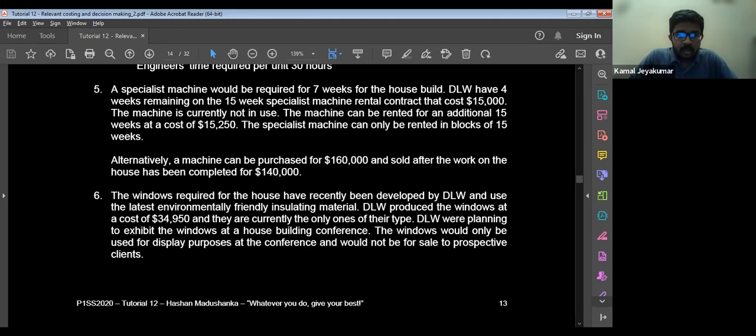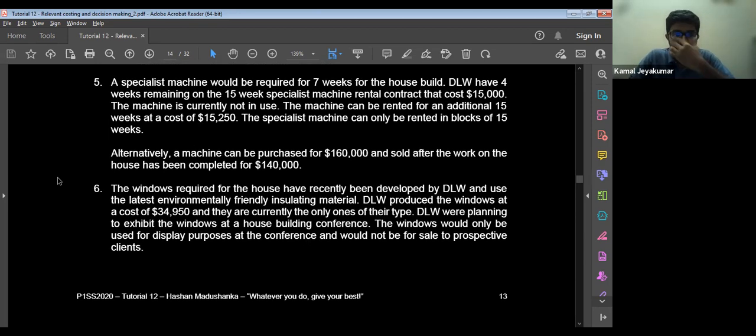So which is the better option? To rent it, because 15,250 is less than 20,000. So renting it is a better option. So your relevant cost in point number 5 is 15,250.